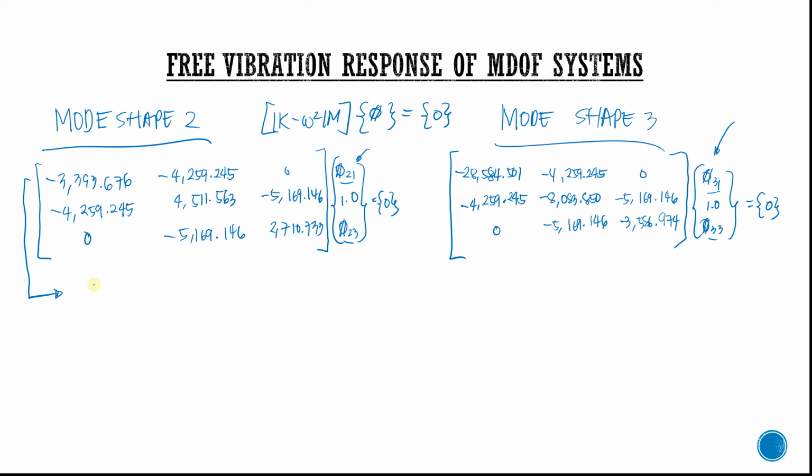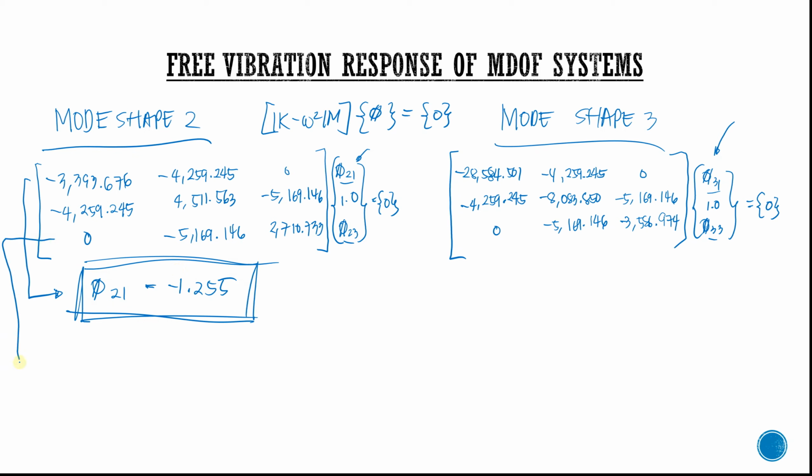With the same operation and the same process, from the first row of our mode shape 2 matrix, we'll be able to calculate that our mode shape 2 for the first floor is equal to negative 1.255. And from the third row, we'll be able to calculate our mode shape 2 for the third floor is equal to 1.907.